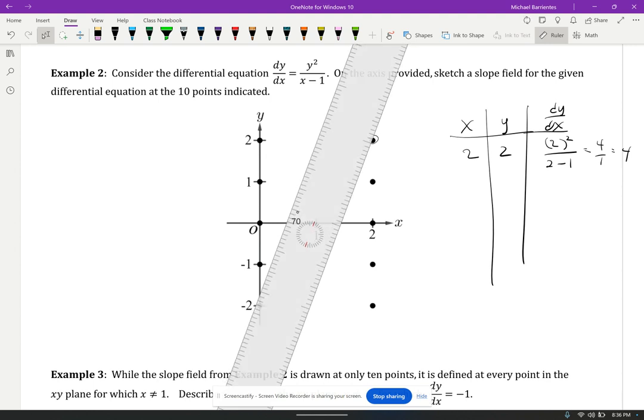Somewhere here, maybe? This goes 1, 2, 3, 4 up, and it goes 1 over. So 1 over, oh, rise over run, if you will. All right, got that one done.